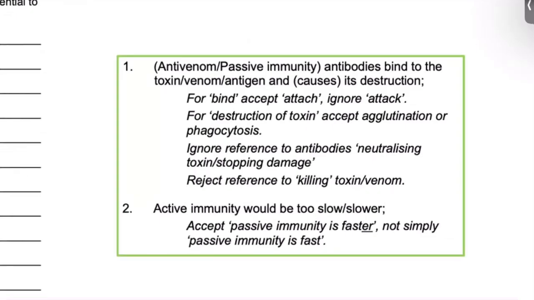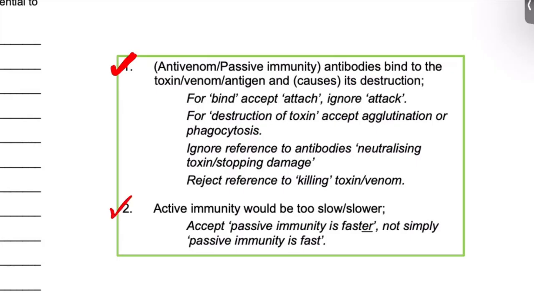So if we have a look at the mark scheme, it says antivenom or passive immunity: antibodies bind to the toxic antigen and cause its destruction. So the antibodies that are passed in via the passive immunity form, they will bind to the toxin or the venom, and then they will destroy it. And then once that has happened, the antibody will be destroyed.